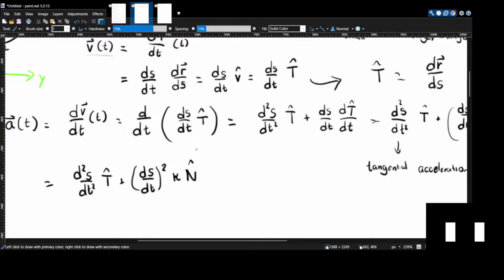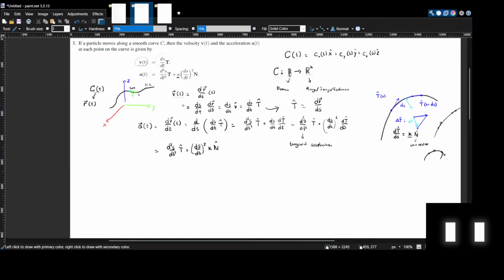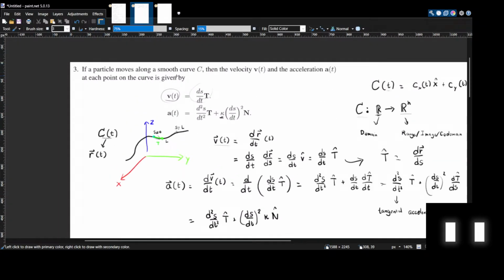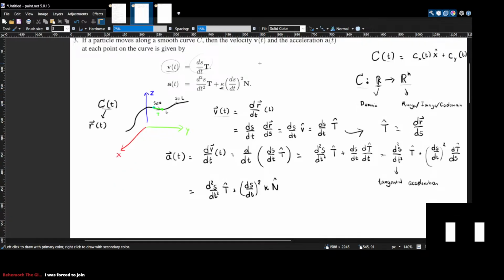kappa n. And this indeed tells us that if a particle moves along a smooth curve C, then the velocity and acceleration can be given by this whole expression indeed. As you can see, we have successfully proven.